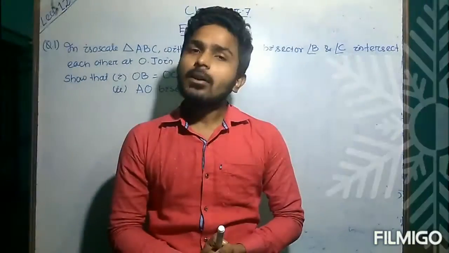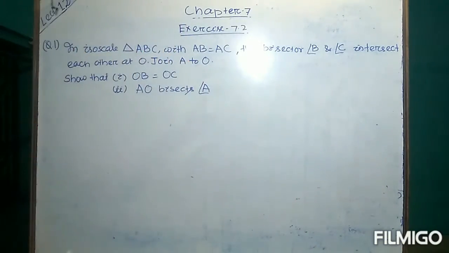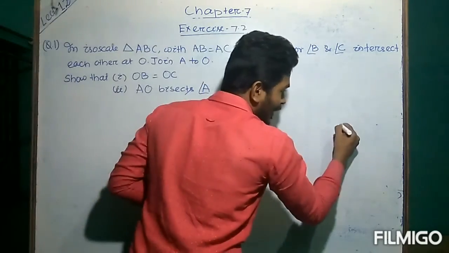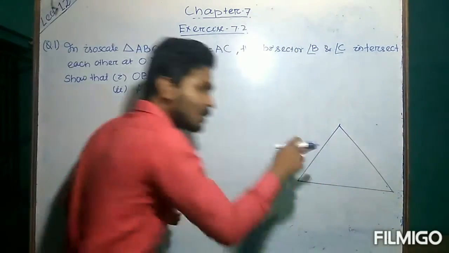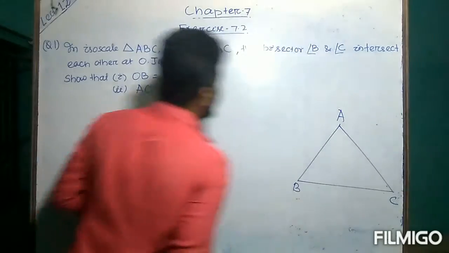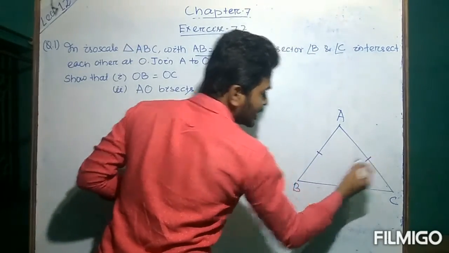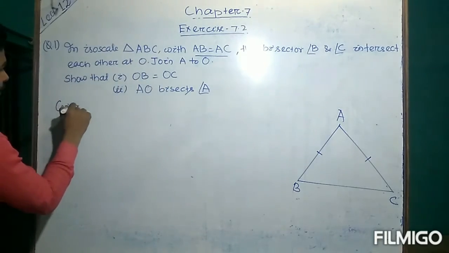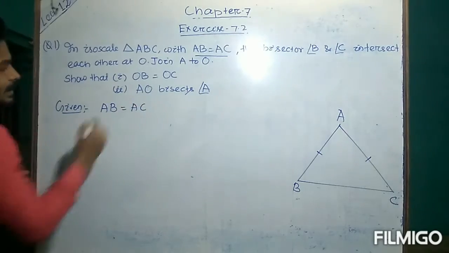So now move to the first question of exercise 7.2. The first question gives you that in an isosceles triangle ABC, here also you have to draw an isosceles triangle. As soon as you read the question, you have to start drawing. So ABC is an isosceles triangle in which AB is equal to AC. So this side is equal to this side. This is given. Okay. So first write what is given. It is given AB is equal to AC.